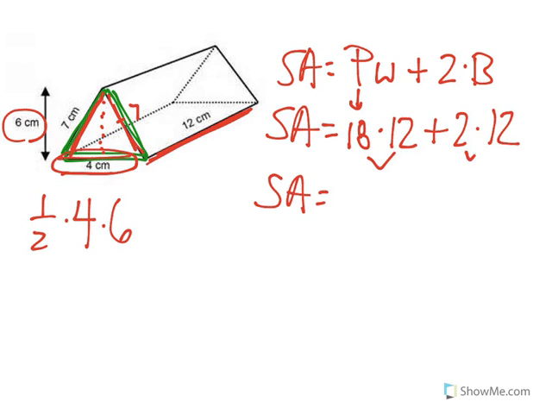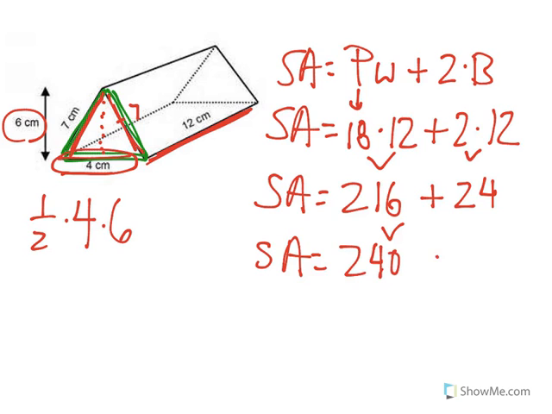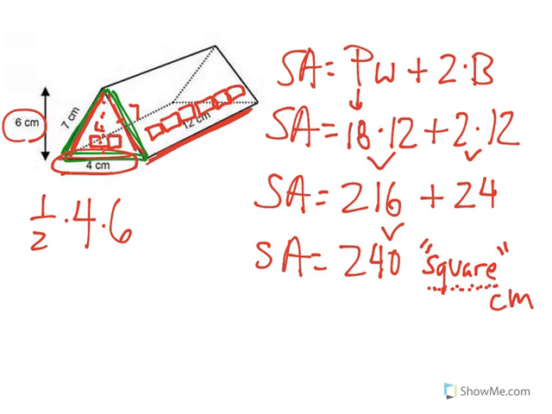Ready for order of operations. 18 times 12, 216. 2 times 12, 24. Add them up, 240 square centimeters. I will typically write square centimeters. That way we remember what you're actually calculating. You're calculating how many little squares does it take to cover this entire object, the outside of it. How many squares does it take to cover the outside of the object?